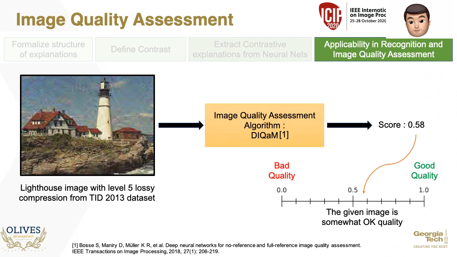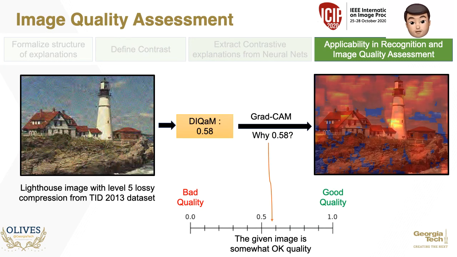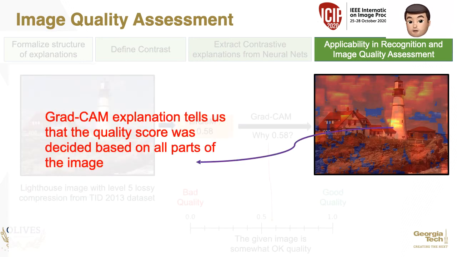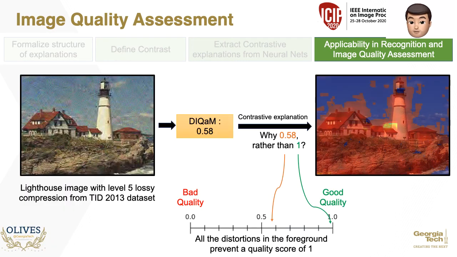We first run Grad-CAM on the input lighthouse image as visualized in the heat map overlaid image on the right. As can be seen, all parts of the image are being used to make the decision that the quality is 0.58. However, no other fine-grained information can be derived from these Grad-CAM images. Now, we use contrastive explanations. A loss between the predicted score 0.58 and contrast 1 is backpropagated and visualized similar to Grad-CAM.